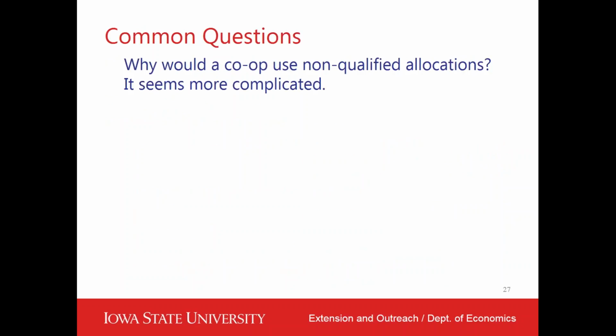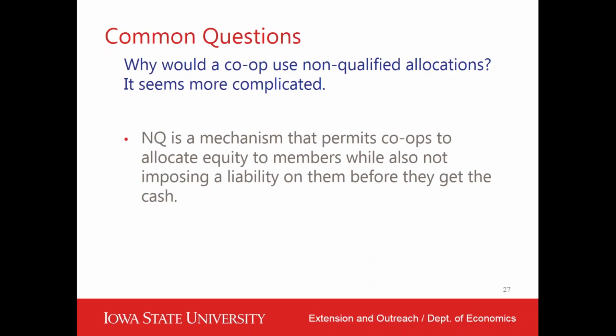So common questions that I get, that I'm trying to anticipate questions you all may have: why would a co-op use a non-qualified allocation? It seems more complicated, and that can be the case. Non-qualified is a mechanism that really gives the co-op some flexibility, the ability to allocate equity to members while also not imposing a tax liability on them before they get the cash. I should have had the word tax there.